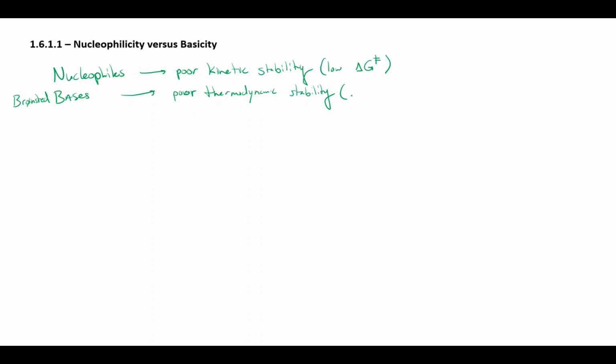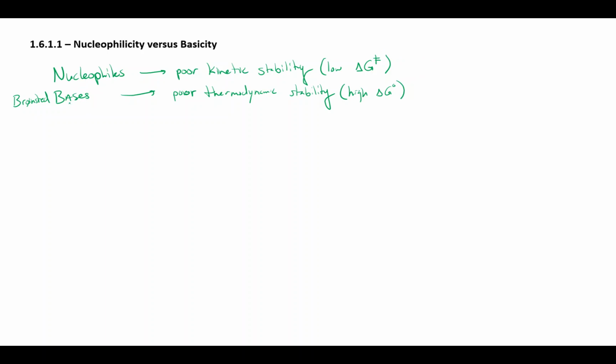That means that they have a high overall free energy, right? A high delta G naught. Or sorry, not low, high. Low delta G naught would be stable. Good bases are not stable, right? Okay, so it's very possible for things to do both of these things. We can have things that both have low kinetic stability and low thermodynamic stability. Those types of things are good nucleophiles and good bases.